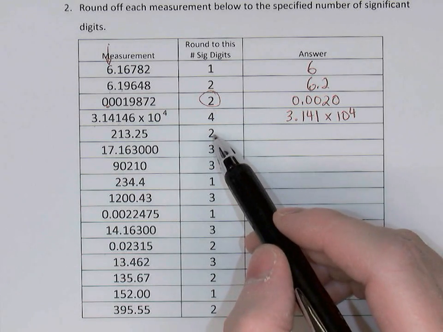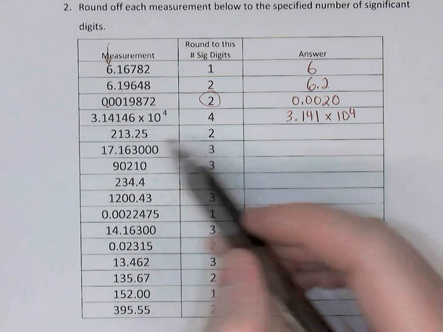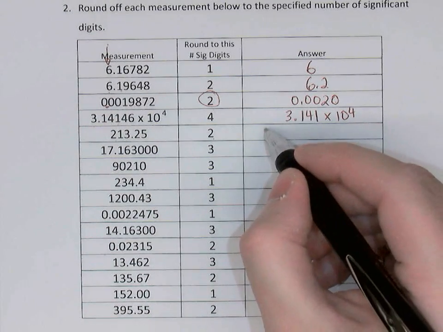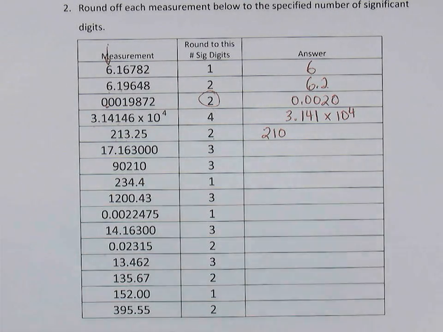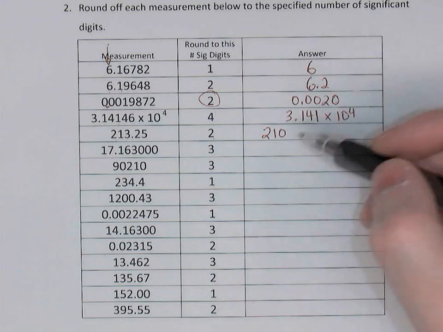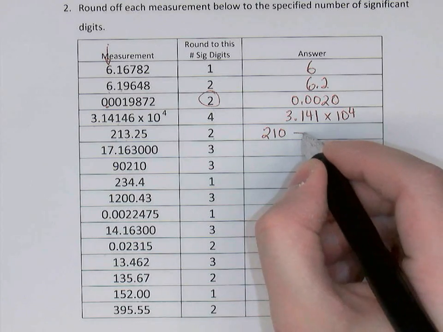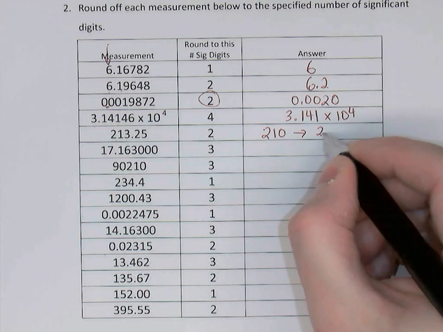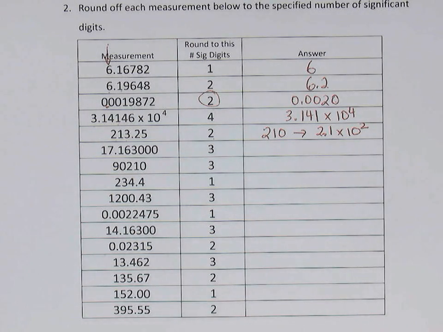213.25, I need to just have 2 significant digits. Now there's going to be a problem here, because keeping 2 significant digits, you might think, well, then we'll call it 210. But now we have a whole number that ends in a 0, and as we discussed, it's not clear whether or not that's 2 significant digits or 3. So let's switch it to scientific notation. 2.1 times 10 to the 2. Now it's clear that it has 2 significant digits.